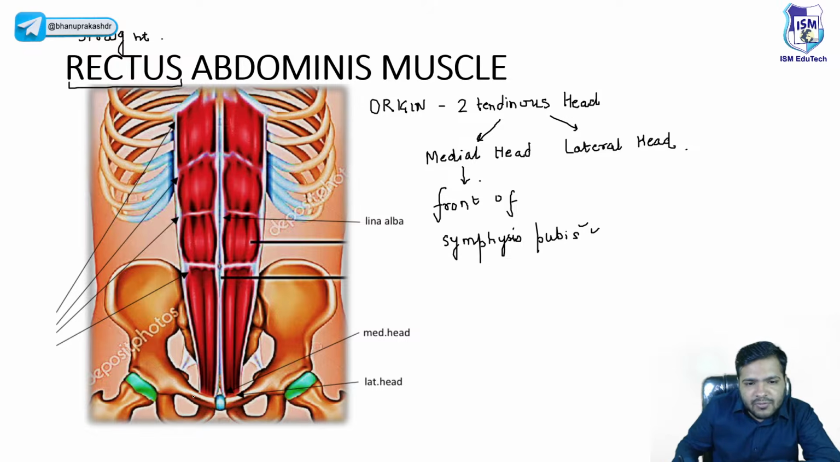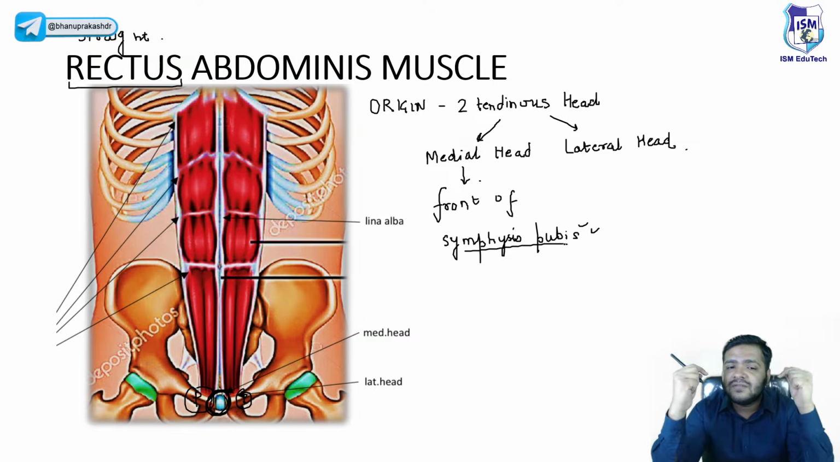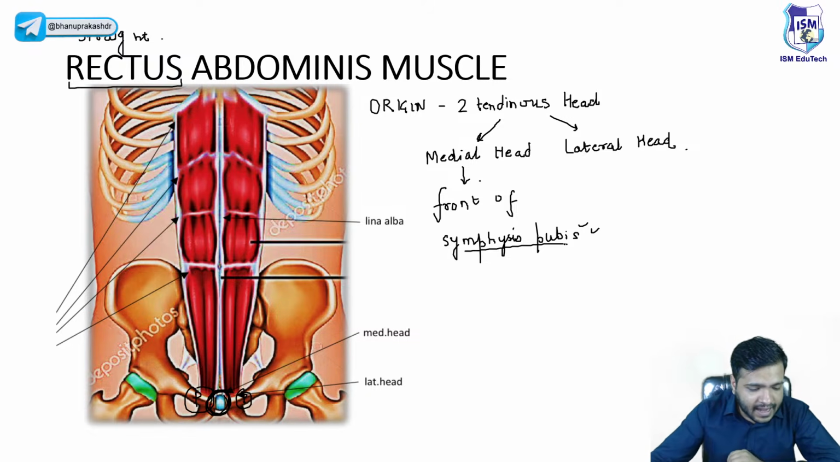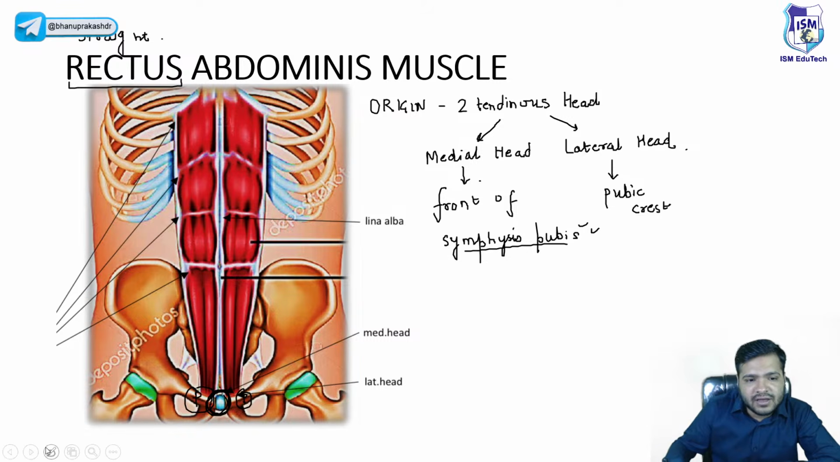Beta, what is the pubic symphysis? I told you this is a pubic bone, this is also a pubic bone. So when the right pubic bone and left pubic bone join together, it results in the formation of a joint, and this joint is called the pubic symphysis. Two bones are meeting with each other and they result in the formation of a joint, and that joint is called the pubic symphysis. And from the front of the pubic symphysis, the medial head will originate. Apart from that, guys, remember the lateral head originates from the pubic crest. On this pubic bone you have a crest over here, beta.